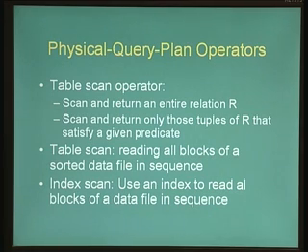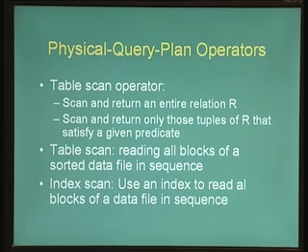Let us have a look at a few candidate physical query plan operators and see how they work. That gives us a flavor of how the physical code, or the query execution code, actually looks like. The first operator that we are going to see is the table scan operator. A table scan operator, as the name suggests, simply scans a given table. That is, it scans and returns an entire relation R.